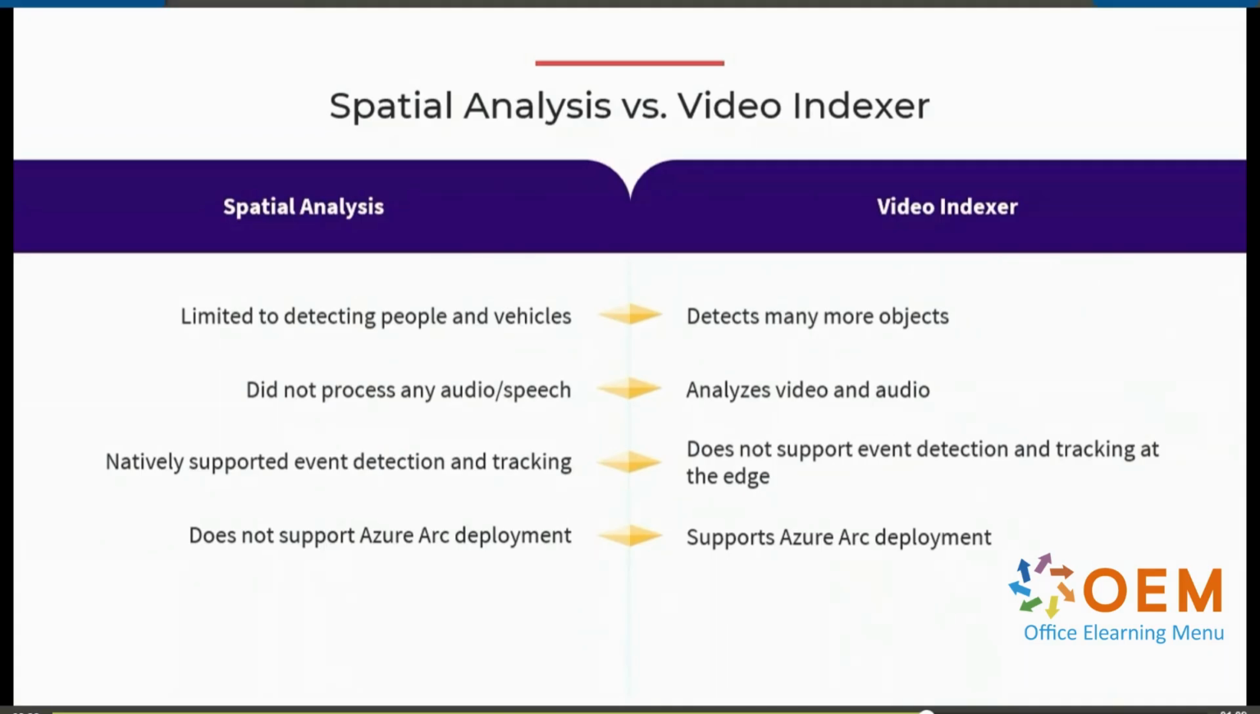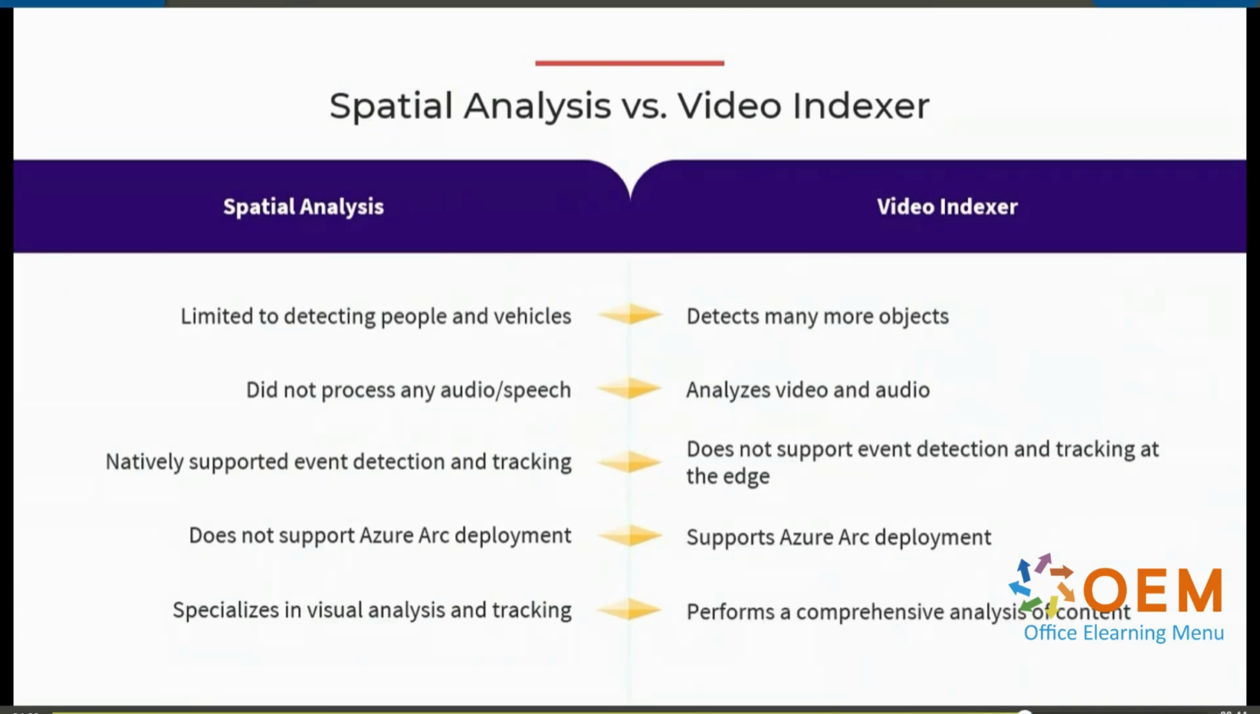Spatial analysis ran very well on edge devices, but it lacked these hybrid capabilities. So with spatial analysis, you would get local edge processing, but you would not get full hybrid/cloud orchestration that you can get with Video Indexer. Apart from these nitty-gritty details, at a high level, spatial analysis clearly specializes in visual analysis and tracking, while Video Indexer, as its name would suggest, provides a more comprehensive framework for both audio and visual content.